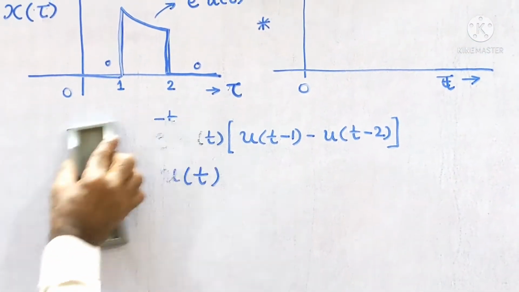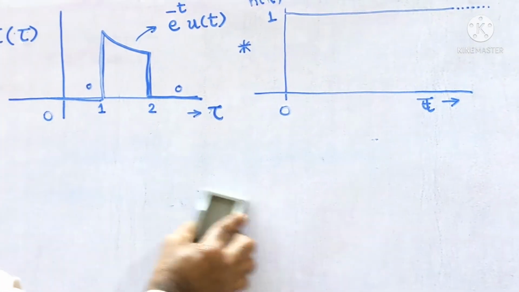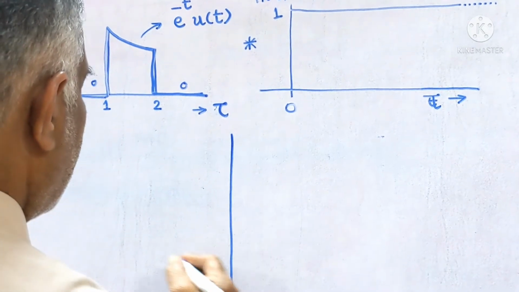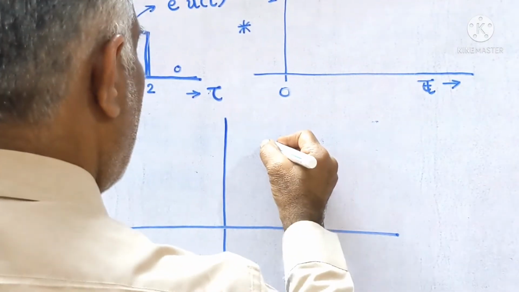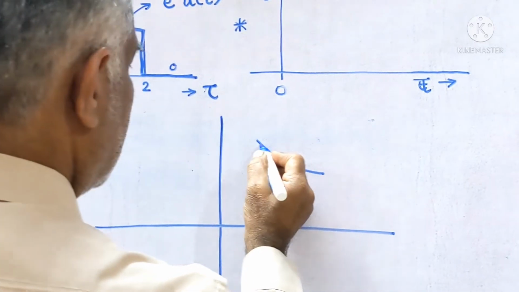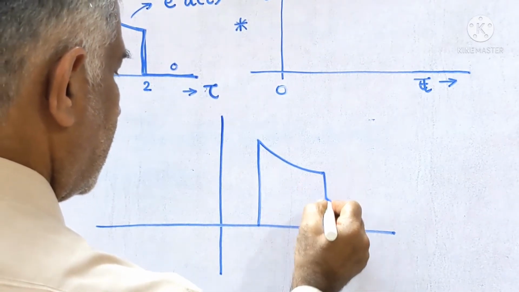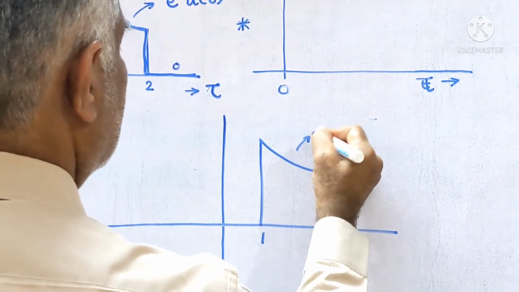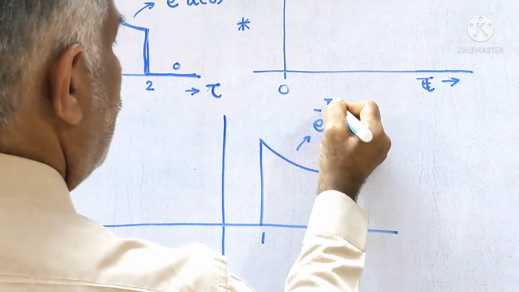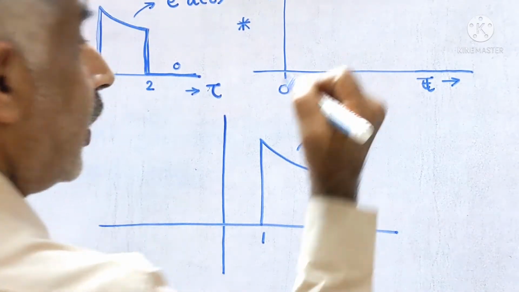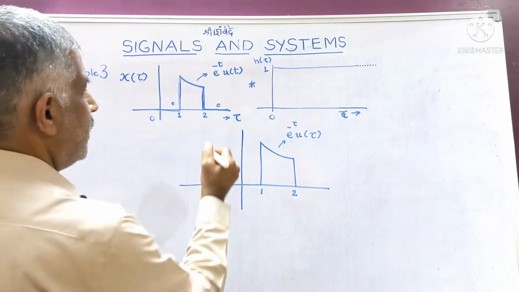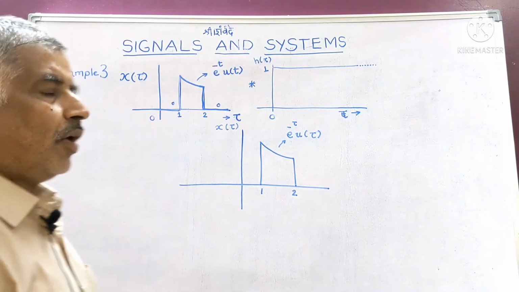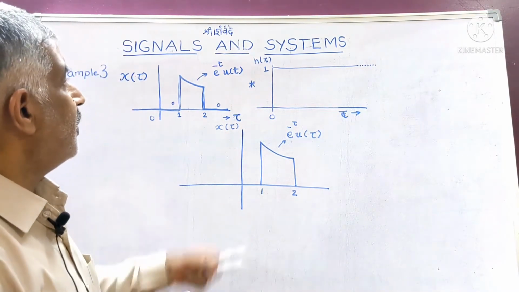Now sketch first the stationary waveform. The stationary waveform is here, between 1 and 2: e power minus tau u(tau), because you have to change t to tau. This is x of tau. Now, what is the procedure? How to get h of t minus tau?